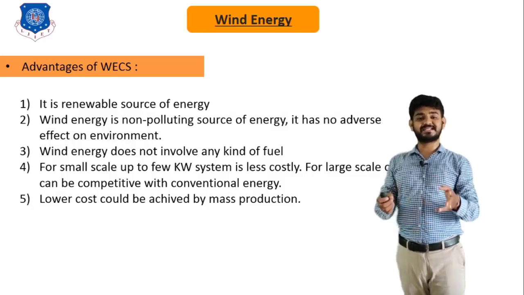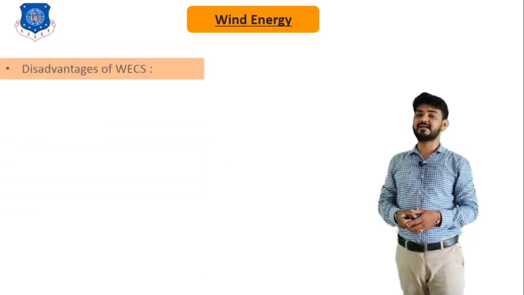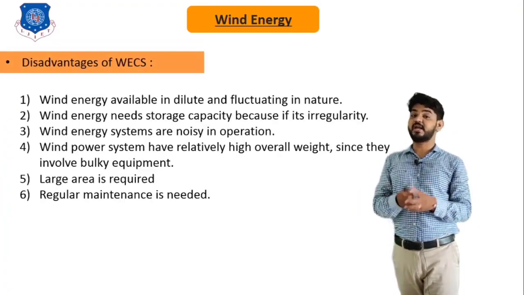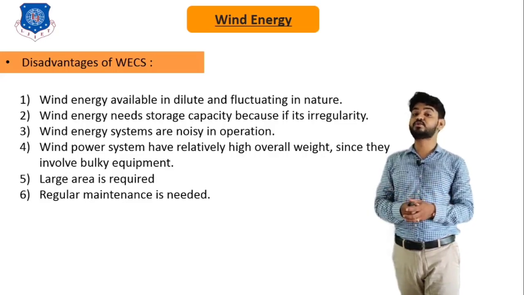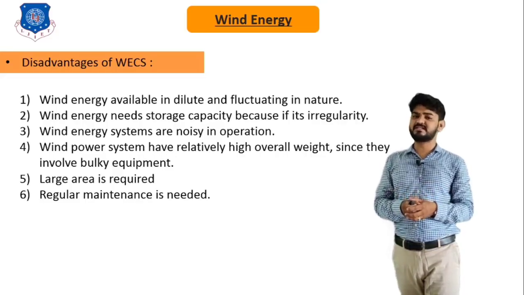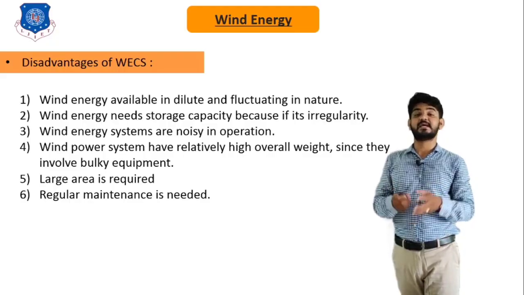Now let's discuss some of the disadvantages of this wind energy conversion system, and they are as follows. Wind energy is available in a dilute and fluctuating amount. Hence, it is not possible to continuously generate electricity using wind energy. The second disadvantage is the wind's irregular nature. Since it is irregular, we need to have a storage system or storage facility, which ultimately increases the capital cost of the whole wind energy conversion system.